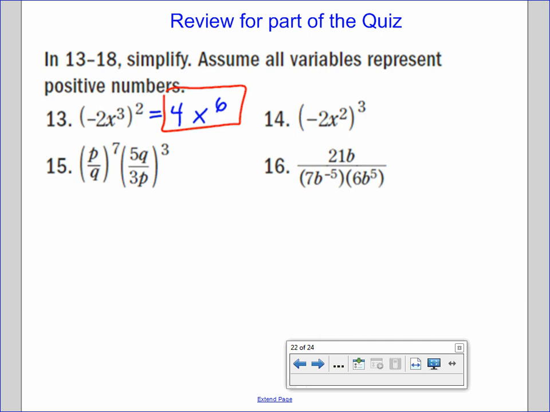Number 14, negative 2x squared all cubed. Everybody gets cubed. So negative 2 times negative 2 times negative 2 is positive, nope, is negative 8. X squared cubed is x to the 6th again. So this time we have a negative 8x to the 6th.